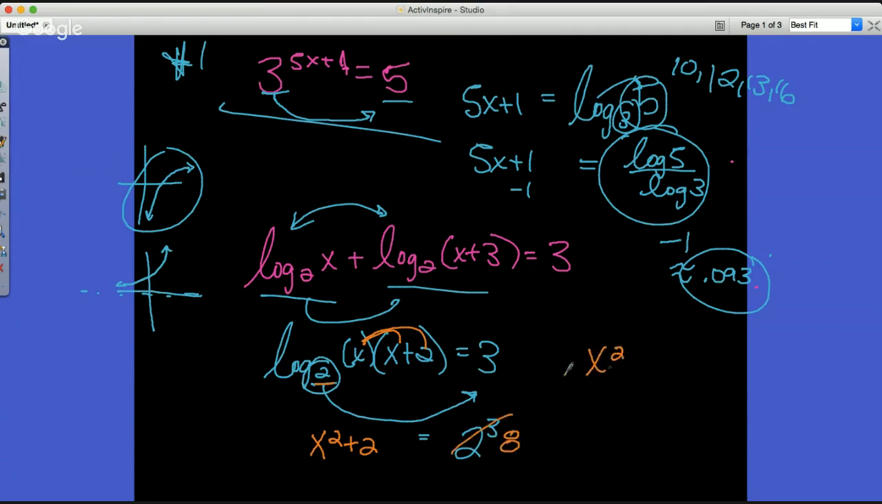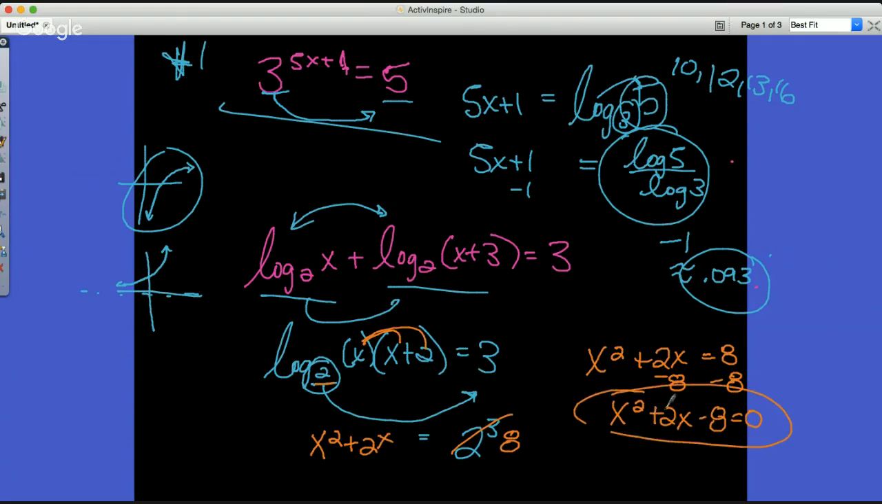So now I've got x squared, this should be 2x, I'm sorry, x squared plus 2x equals 8. I subtract 8 on either side, so now I've got x squared plus 2x minus 8 equals 0. And what I can do now is do my quadratic formula.